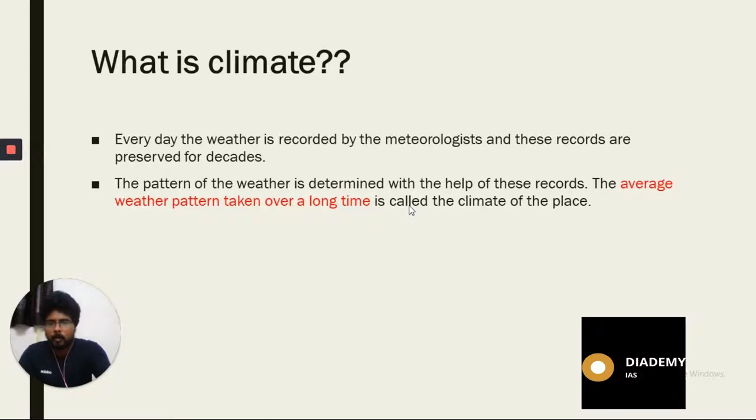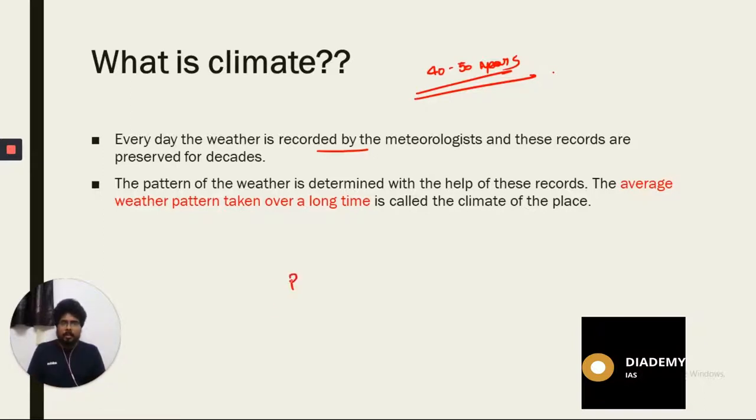Now what is climate? Every day the weather is recorded by the meteorologists, and we listen to that in the weather report. Now when this weather is recorded daily for a long time, let's say for about 40 to 50 years, this means we are understanding the climate of that region. Over a long time, we will understand the basic climatic conditions of that region, what can happen. Let's say in an area, in one year there is rainfall. Next year also there is rainfall.